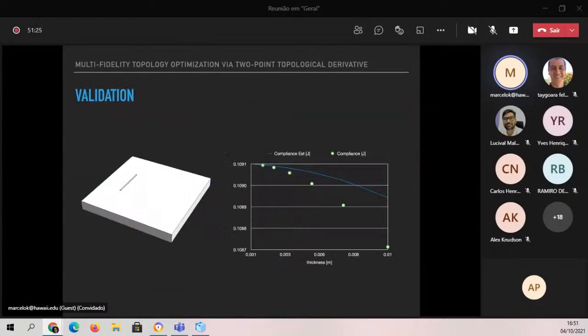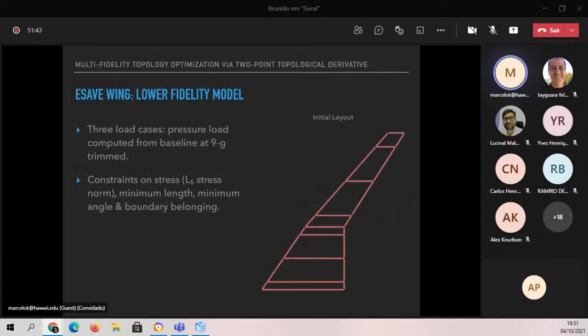And finally, we can do the validation. Here's how it behaves when you decrease the thickness, which should be a quadratic variation, using a Taylor expansion, and you can see you start to appreciate the quadratic when you start refining the mesh. So I have validated. So to conclude the presentation, here's a preliminary result of using this for wing design.